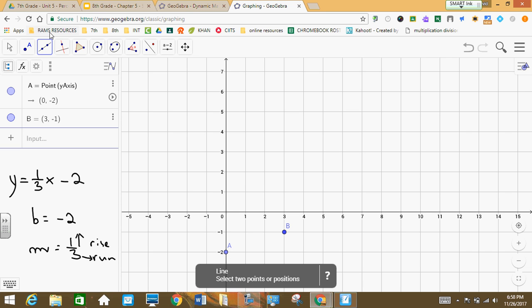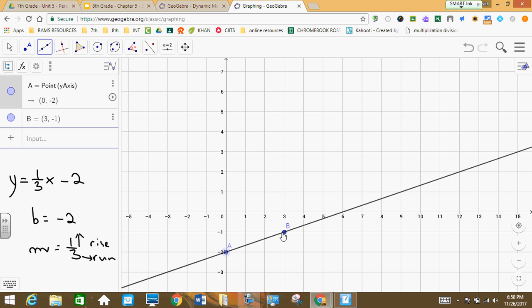And then if you had paper, it's a lot easier. If you have to do this, you click on the line and you say, hey, I want a line, and you click on your first point A, and then you click on your second point B to just make the line go through it. So that's what it would look like on your paper. Okay, let's go do a different one.